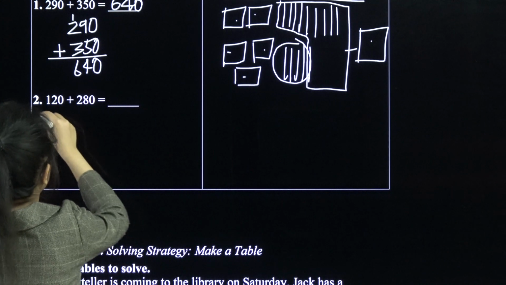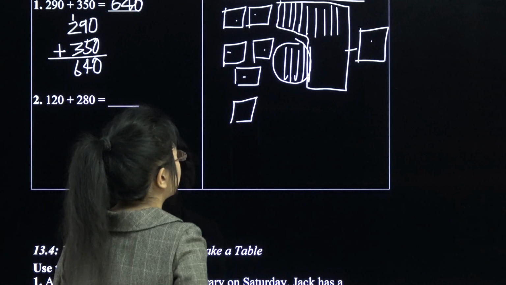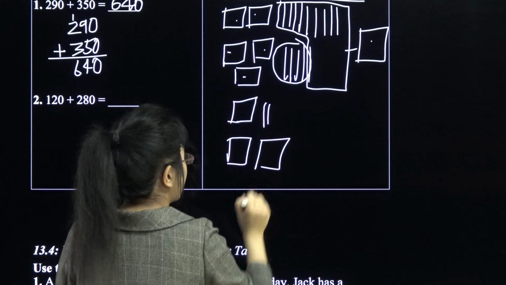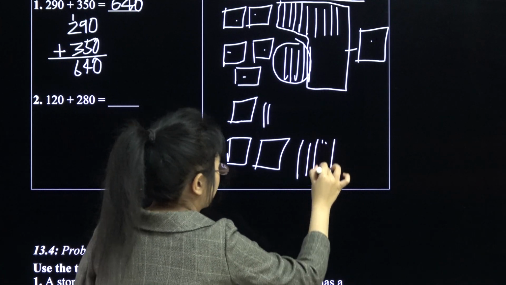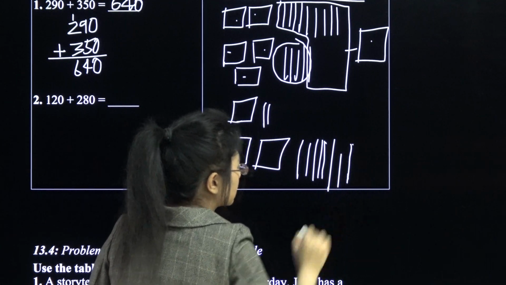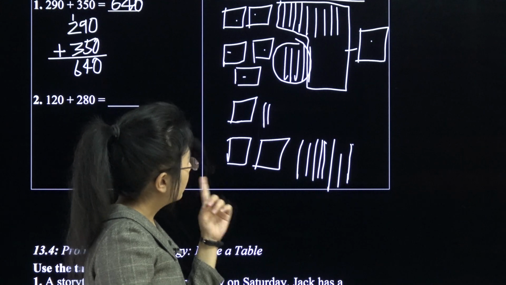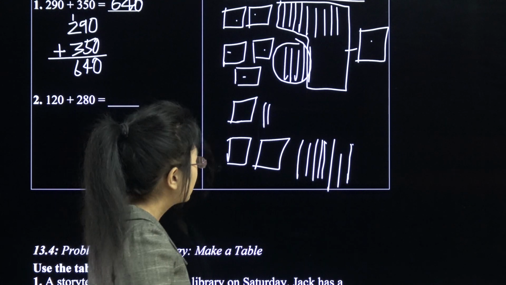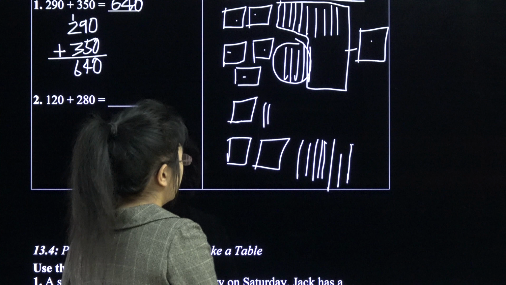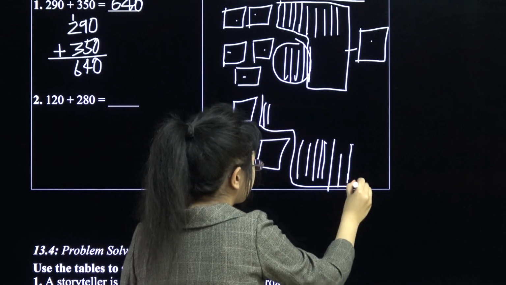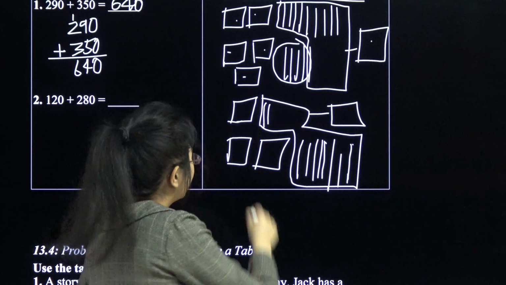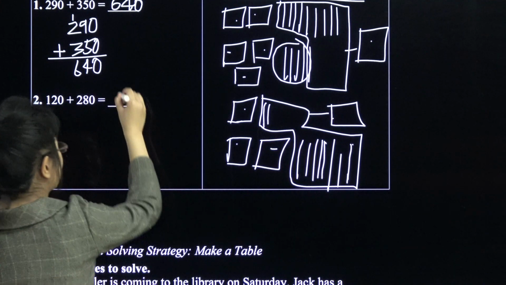Yeah. So 120. 100. 20. 2 tens. 200. And 80. 8 tens. What's 2 plus 8? 10. Is 10 bigger than or equal to 10? Yes, it's equal to 10. So these two together make 100. Now let's count. 1, 2, 3, 4. 400. And that's it. Just 400.